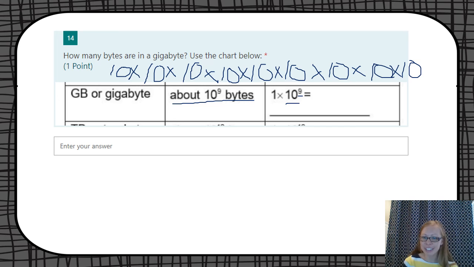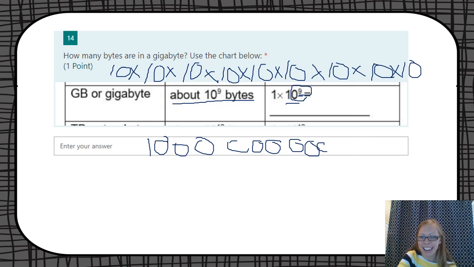To write our answer as a whole number, I can think about, especially when I'm working with powers of 10, this doesn't work for all exponents, but anytime it's a power of 10, this works. I look at the exponent. The exponent is 9. So when I'm working with powers of 10, that tells me that my number needs to have 9 zeros. So I'm going to start with my 1 here and then add 9 zeros. 1, 2, 3, 4, 5, whoops, there we go, 6, 7, 8, 9 zeros.